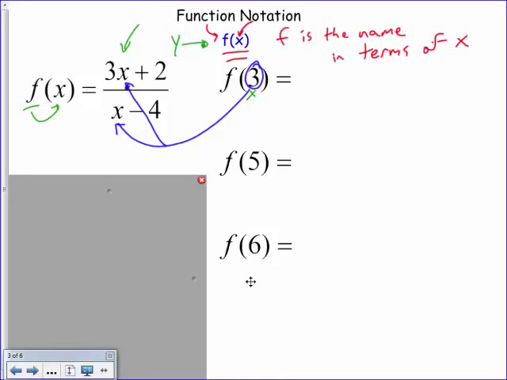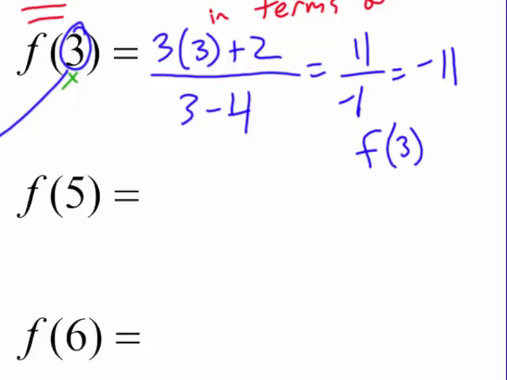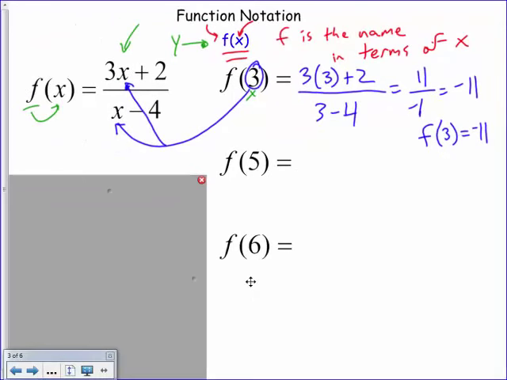So f of 3 would be 3 times, well, we're plugging in 3 for x, plus 2. I like to put it in parentheses every time I plug into a variable. Over, well, here I don't need to, but 3 minus 4. Okay, so let's simplify that. Up top, I really have 9 plus 2, which is 11. And on bottom, I have 3 minus 4, which is negative 1. So I really got negative 11. So I would say as an answer, the function when x is 3 equals negative 11.